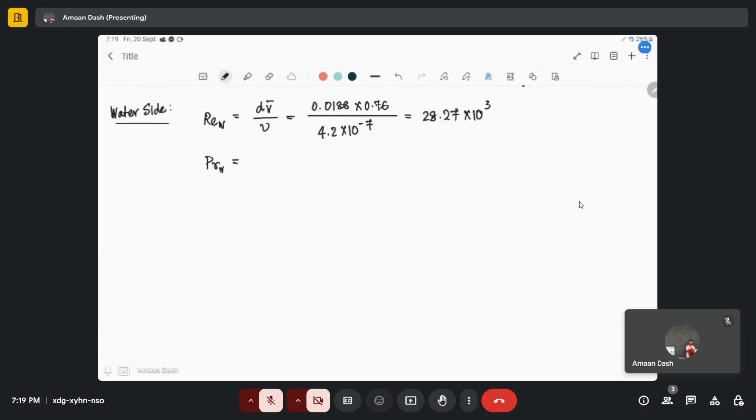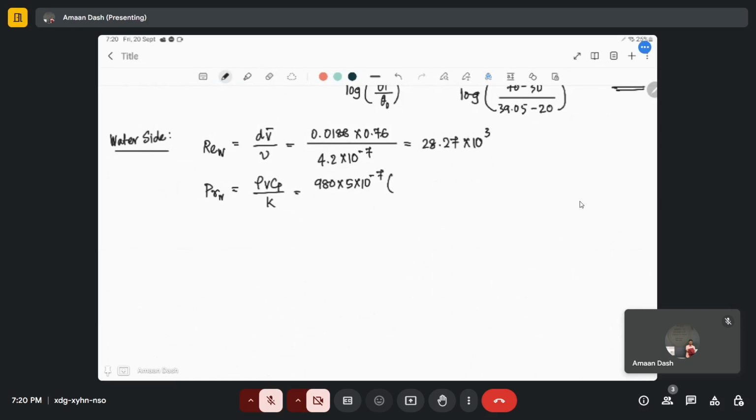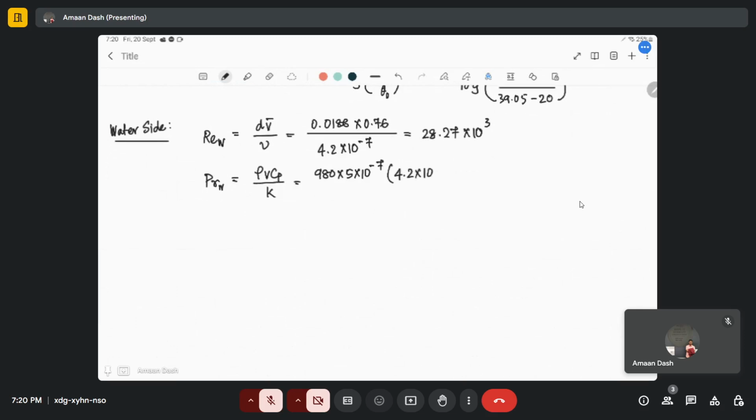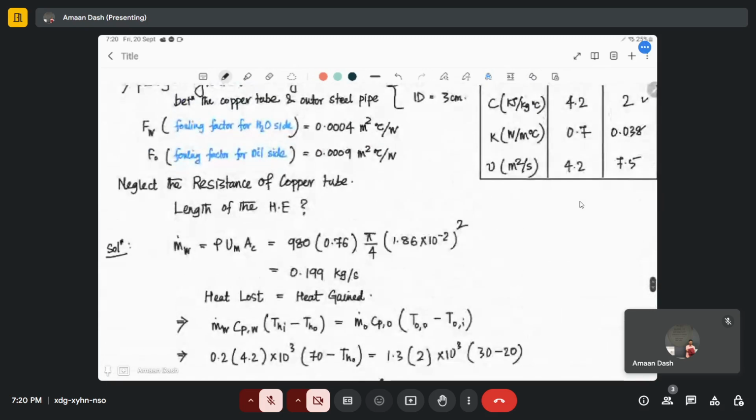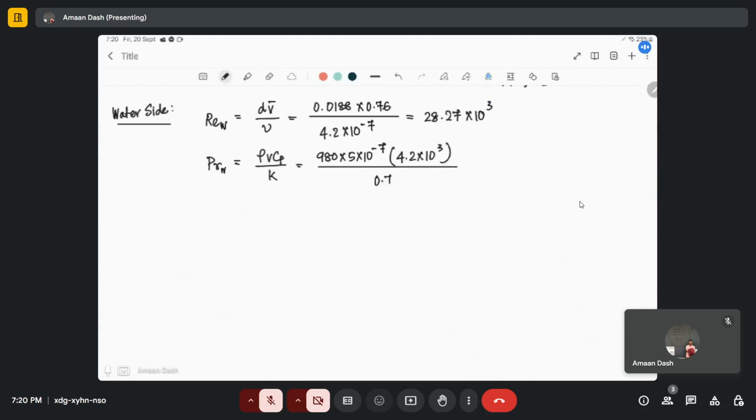Next, you can calculate the Prandtl number. That is Cp, we have rho V Cp by K. So this is nothing but 980 times 5 times 10 to the power of minus 7 times 4.2 times 10 to the power of 3, whole divided by the thermal conductivity. You can see 0.7. So this is equal to 2.94.